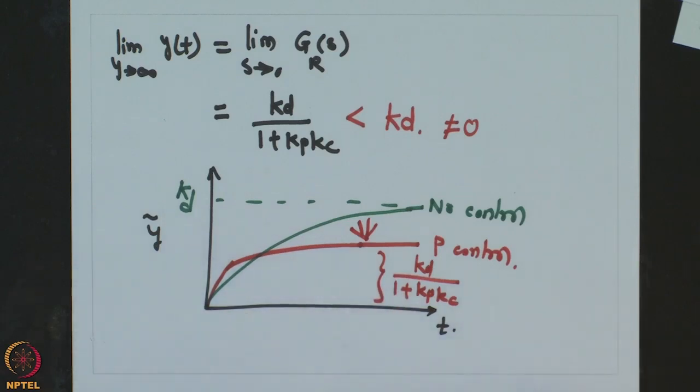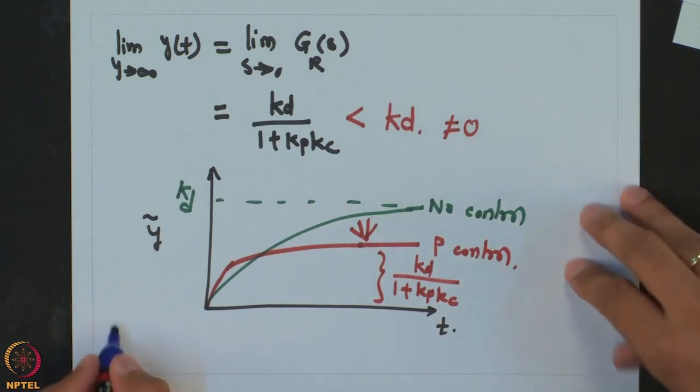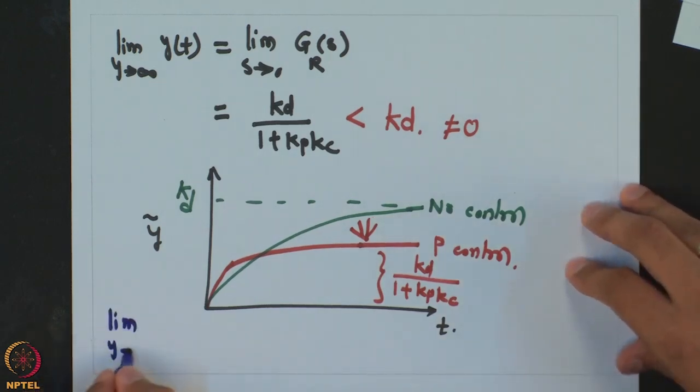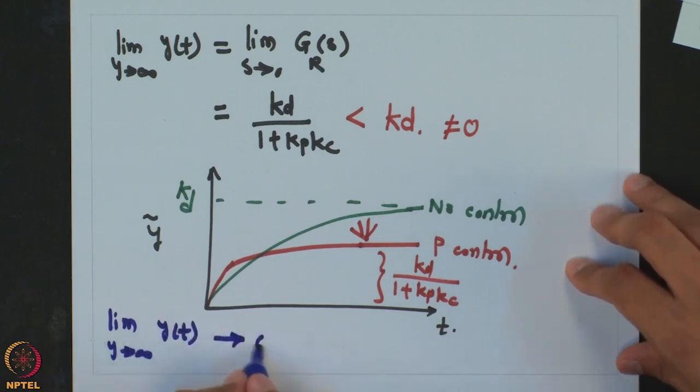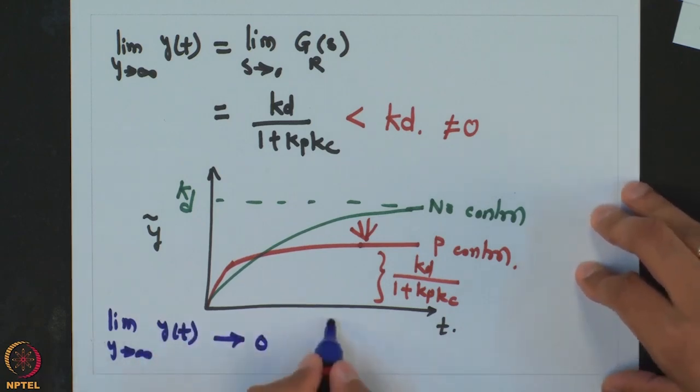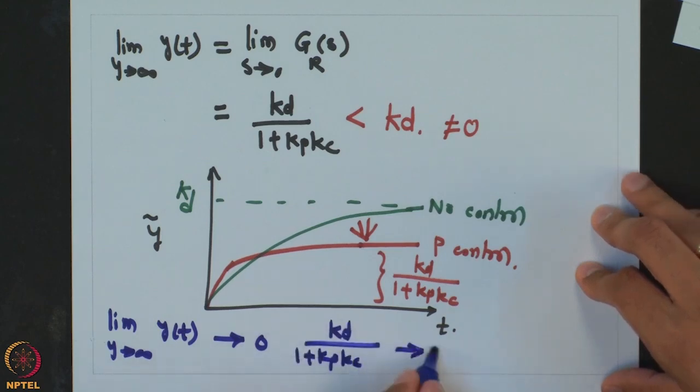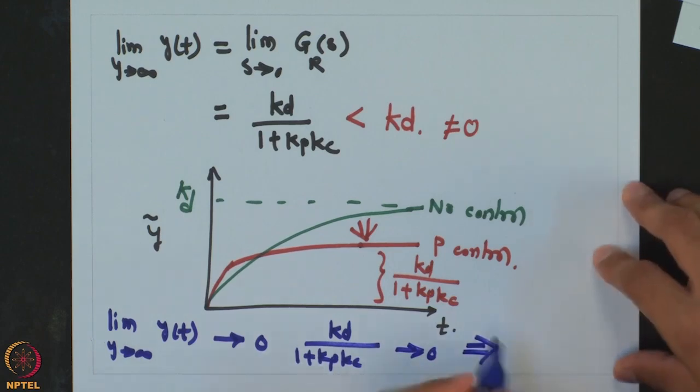And if I want that limit t tending to infinity y of t should go to 0, that means my Kd over 1 plus KpKc should go to 0. This requires that this Kc goes to infinity.